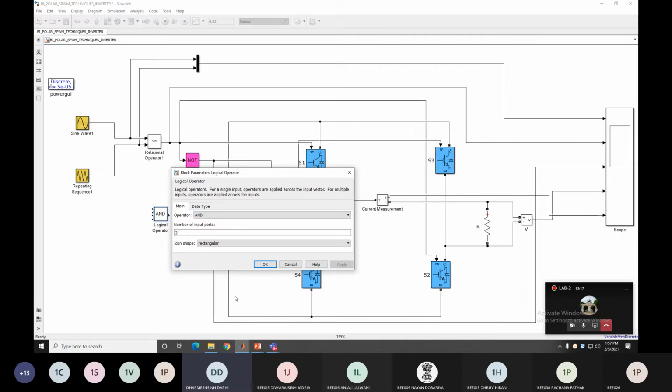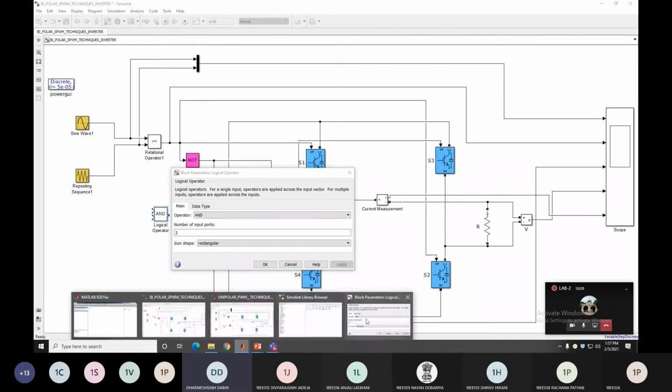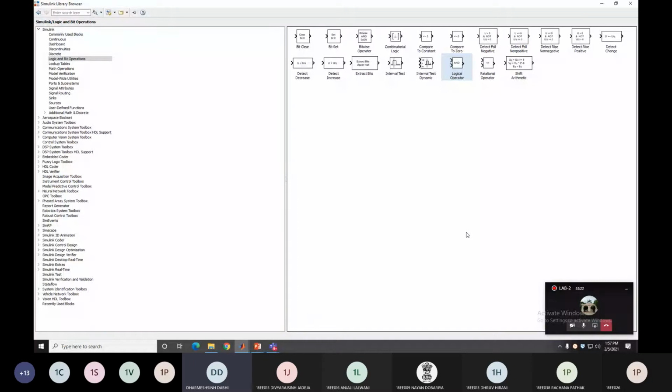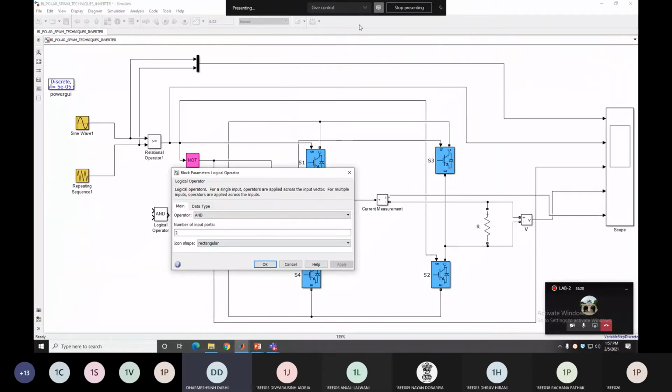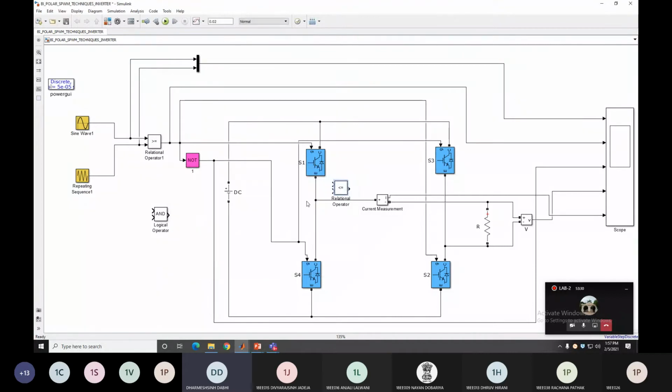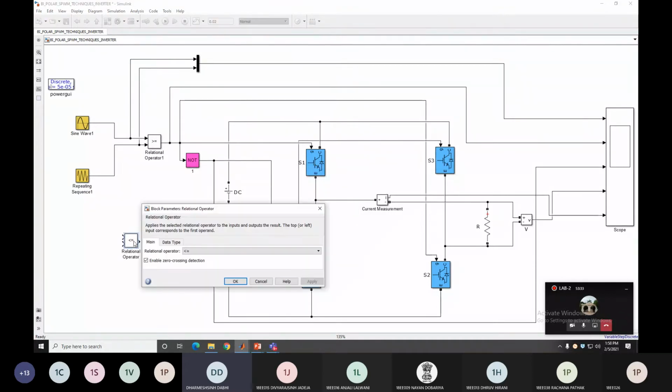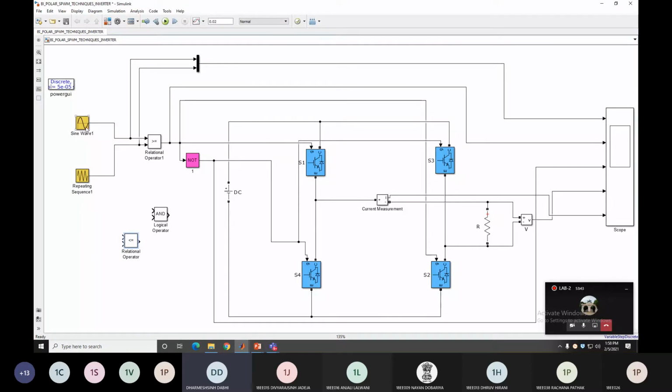We require the relational operator also. You can find the relational operator from here, this one. You can see here it gives greater than or equal to, less than or equal to, or approximately equal to, all conditions. Okay. Here our logic is what? When your reference signal, the sine wave, is greater than the triangular wave, at that time it generates the output. Clear? So you can see that here I take the relational operator with greater than or equal to. Clear?